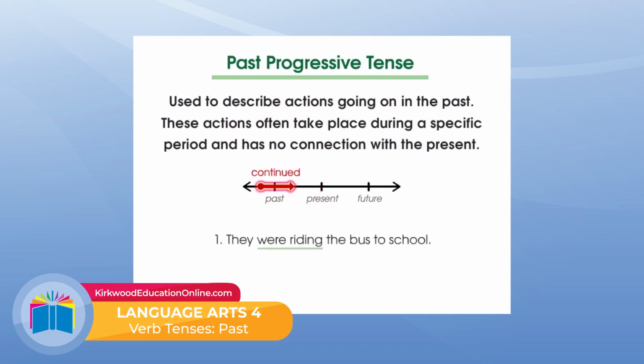Look at sentence number 1. They were riding the bus to school. Okay. An action, progressive, that took place in the past. Bill was eating his lunch. Okay. An action that took place in the past. That is what a past progressive is. It shows a progression of action, but it took place in the past.